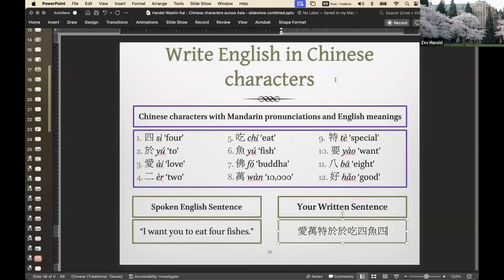I want you, no, that doesn't work. I want you to, oh, to, okay. Eat four fishes. Okay, I want you to eat four fishes. Okay, great. You're reading and writing English in Chinese characters. It's amazing. This is just astonishing.